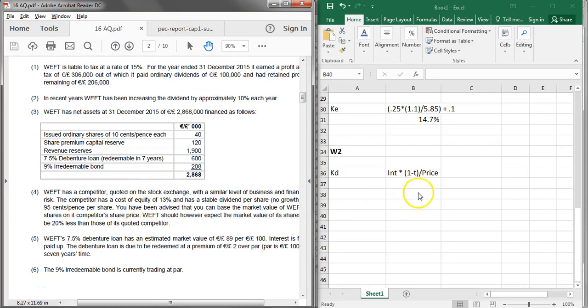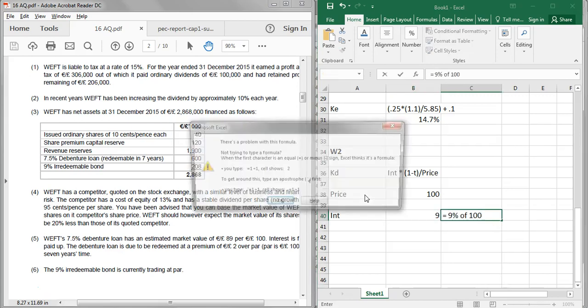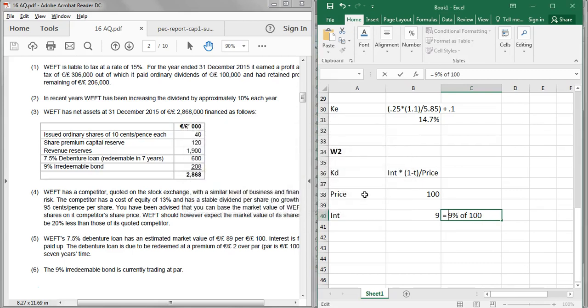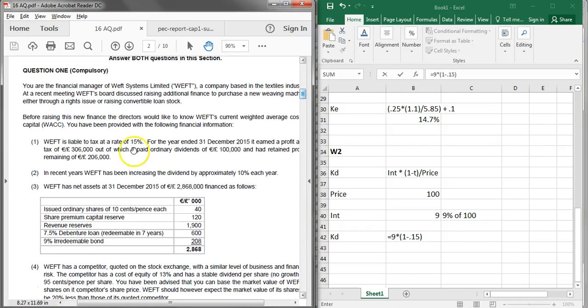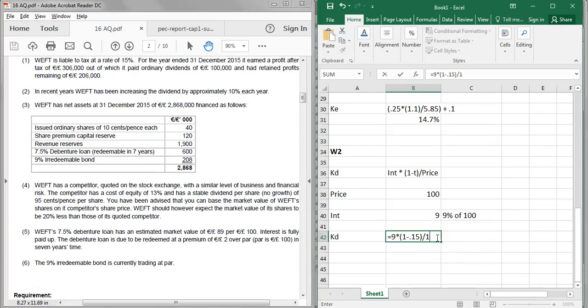So you need to understand the formula, not just hope that on the day you'll understand how to use it. So in this question, it's the price they're trading at, par. Par is typically taken to be 100. There's no interest adjustment, so it's 100. The interest is based on 9%, so the interest will be 9, which is 9% of 100. So your cost of debt then is 9 times 1 minus 15%, because the tax rate you're given is 15, and divide that by 100.